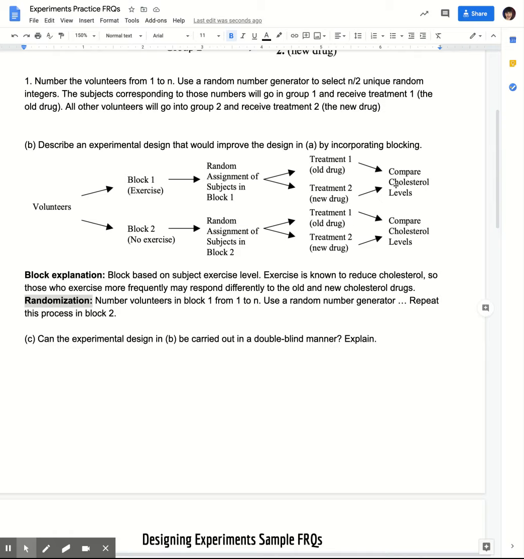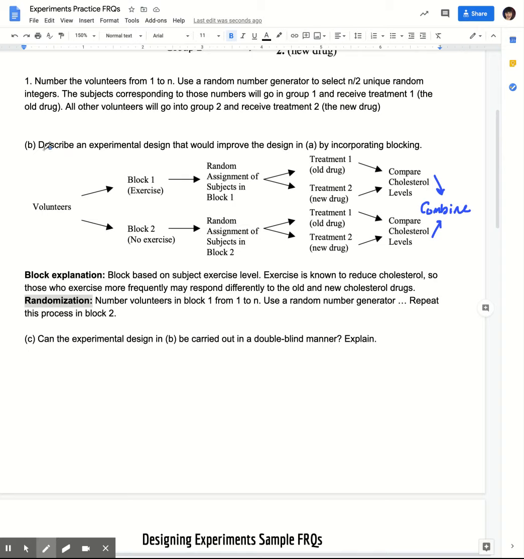Then within each block, you compare the cholesterol levels. And then one thing that I did not include that I probably should have is one more step here that says combine results. Okay, like so, combine your block results. It's usually a good idea to include that last step as well.